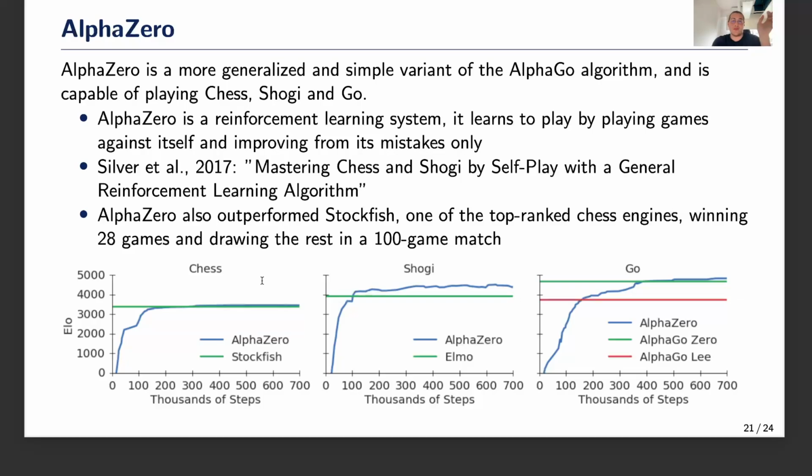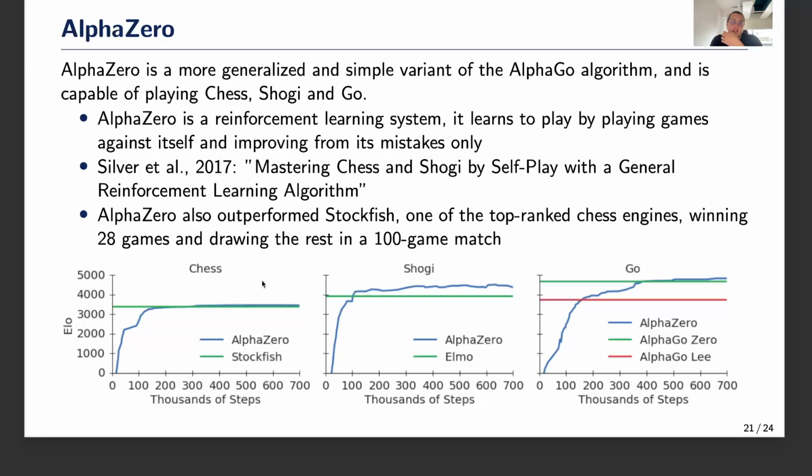After the success of AlphaGo, DeepMind asked a bold question. What if we could make the algorithm general? What if we removed human knowledge entirely and let the system learn everything from scratch? That's how AlphaZero was born.